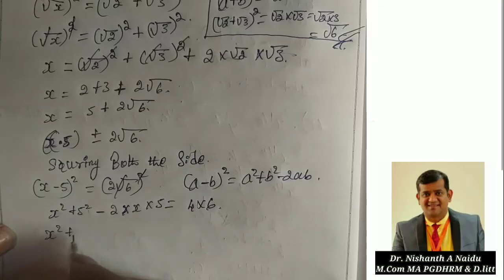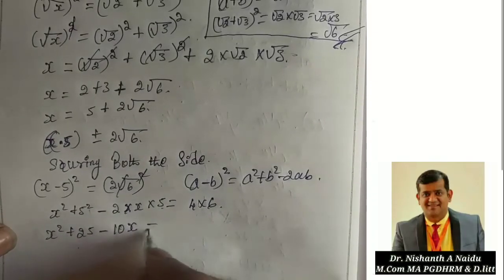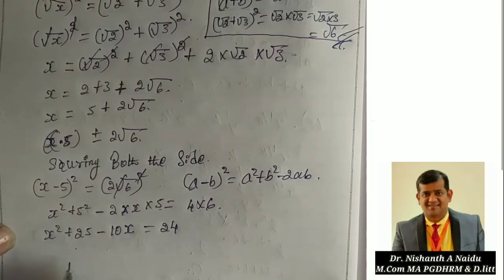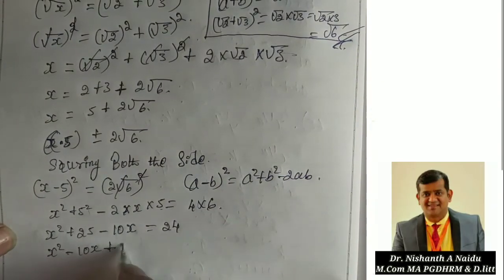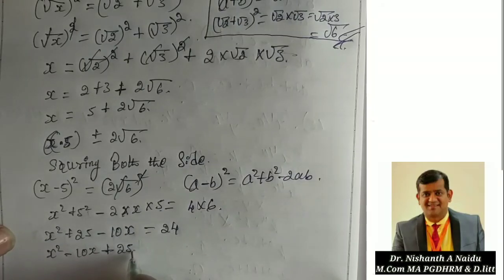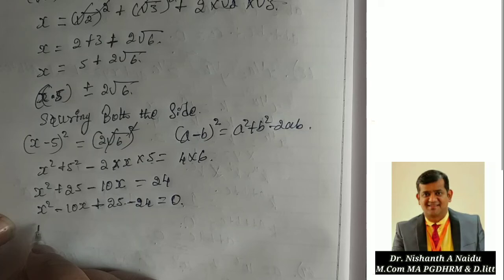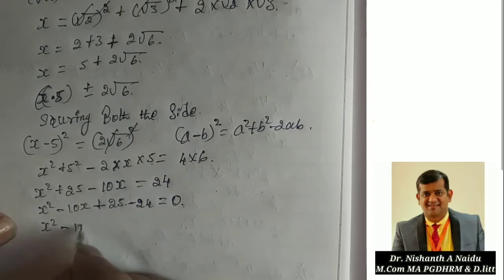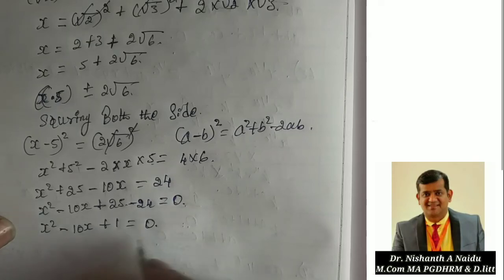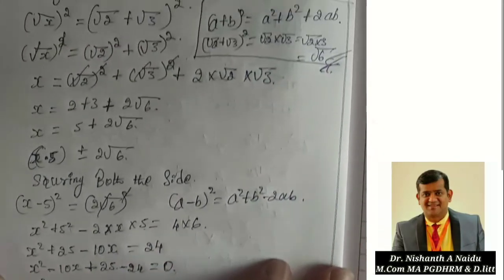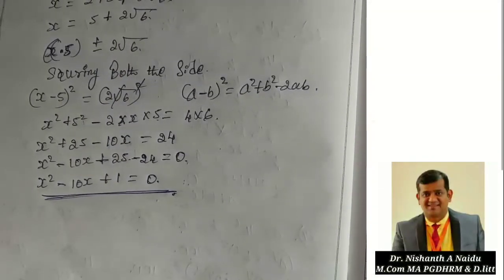So now x square plus 5 square, that is 5 fives are 25, minus 2 fives are 10x equals 6 fours are 24. So next step, x square minus 10x plus 25 minus 24 equals 0. So in the next equation, what are we going to get? x square minus 10x plus 1 is equal to 0. So this is the equation they asked us to prove. That is x square minus 10x plus 1 equals 0. So that has been proved with this equation.